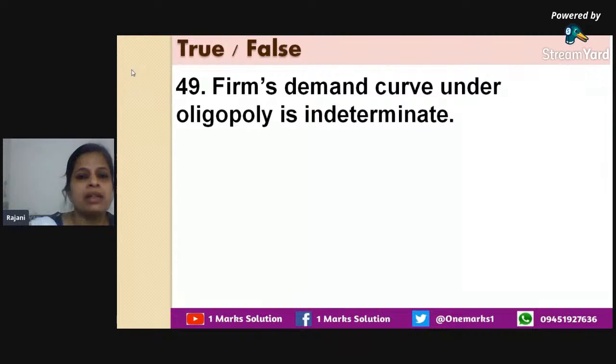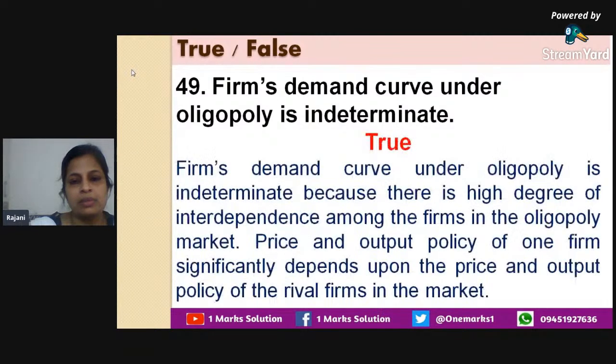And firm's demand curve under oligopoly is indeterminate. Yes, that is the correct option. The firm's demand curve under oligopoly is indeterminate because there is a high degree of interdependence among the firms in the oligopoly market. Price and output policy of one firm significantly depends upon the price and output policy of the rival firms in the market. They are actually looking at the other firms' strategy. So the demand curve is indeterminate. It is a correct statement.